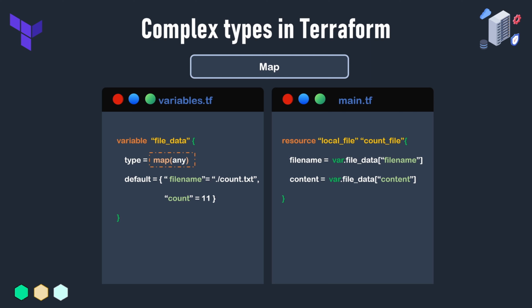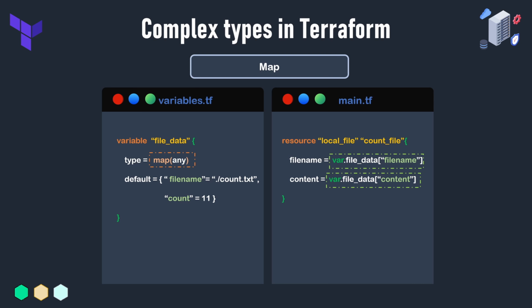For example, here, we set the file name argument of the local file resource using the value given to the key called filename of the map called file data, and the same for the content argument. If you run the Terraform apply now, a file called count.txt will be created with the value 11 inside it.